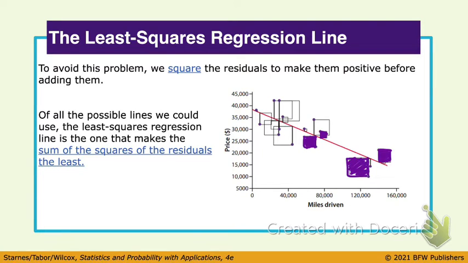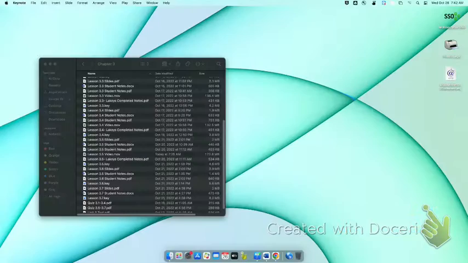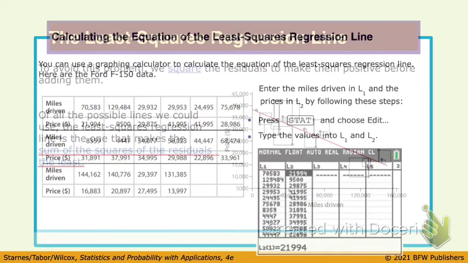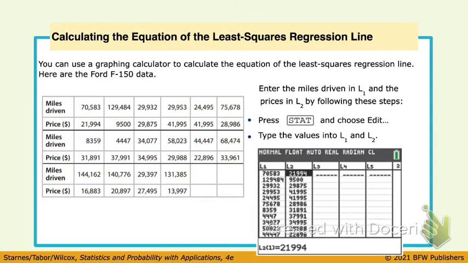Least squares regression line. All right, so that's all of the reasoning behind what it's called. Now, how do we actually do it? How do we actually get this least squares regression line? What we do is plug our data into our calculator. Do you guys remember how to plug data into your calculator?